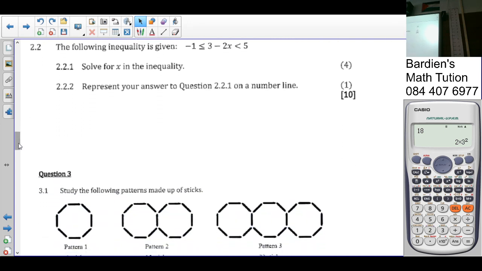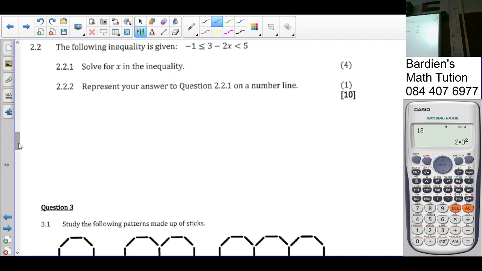The following inequality is given. Solve for x in the inequality. So there's a two-way inequality, a double barrel. It goes two ways. In other words, I will take the 3, so we have negative 1. To read the sum, it will be 3 minus 2x is greater than or equal to negative 1. We always read the left first. And 3 minus 2x is less than 5.